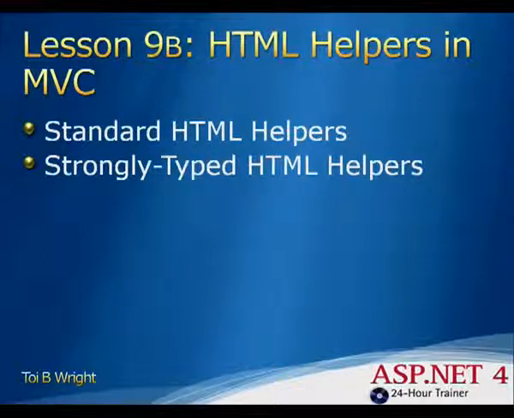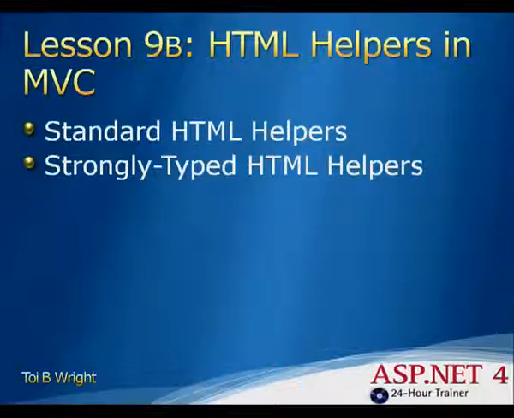The standard HTML helpers are organized by class. They include form extensions, input extensions, label extensions, link extensions, select extensions, text area extensions, and validation extensions. You are not required to use HTML helpers. They are provided to make rendering HTML from a view simpler.